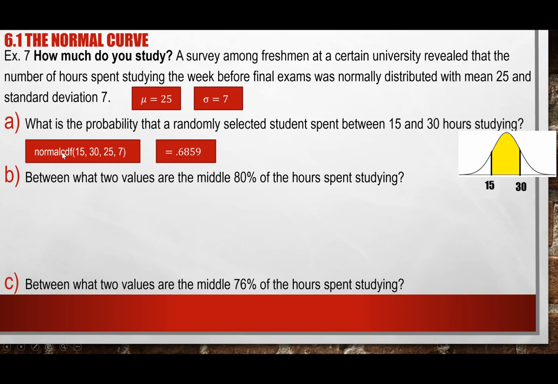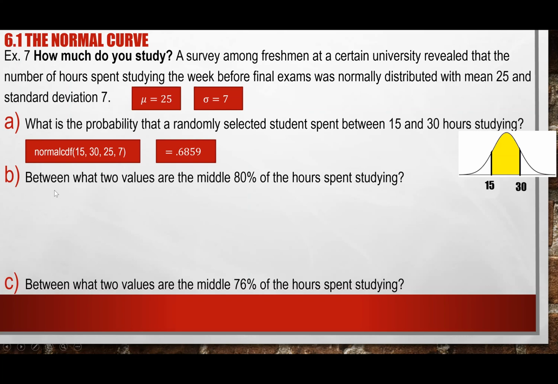I plug it in. I know that 0.6859, roughly 68.6%, of the students will study between 15 hours and 30 hours. So the question is, if you go to this university and pick one person, what is the probability that person studies between 15 and 30 hours the week before the final exam? The chances are 68.6%, or 0.6859. This is the probability, the percentage, the proportion. That's what they ask you, which is the area underneath the curve.